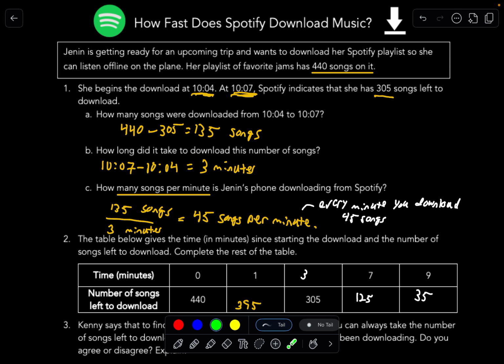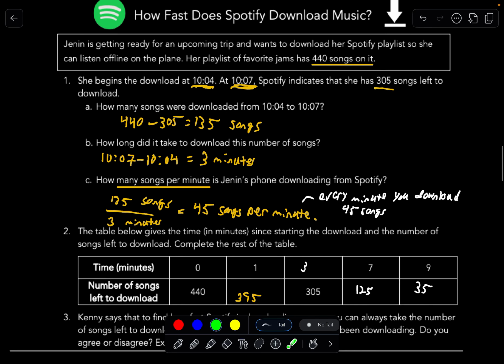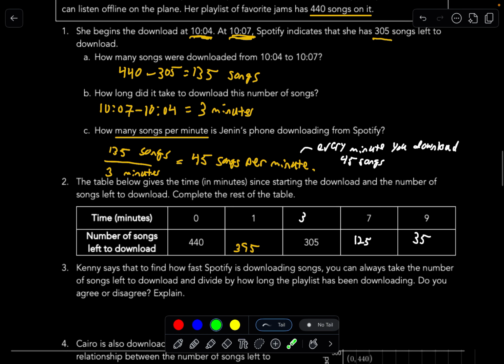And then after 9 minutes, you're at 35 songs left to download. Okay? And then obviously, in less than 1 more minute, close to a minute but less, you'll download everything. So it would have taken a little bit less than 10 minutes to download your playlist of 440 songs. Okay?